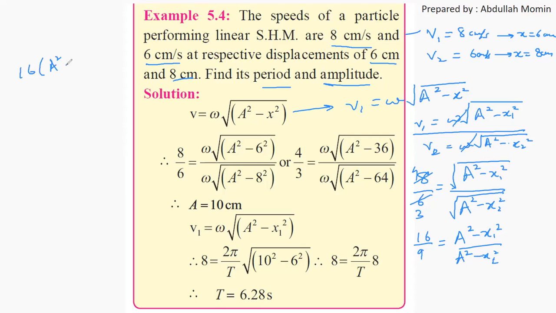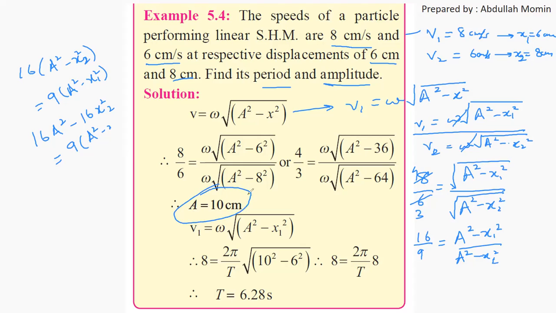16(a square minus x2 square) is equal to 9(a square minus x1 square). So 16 a square minus 16 x2 square is equal to 9 a square minus 9 x1 square. This is your x1, this is your x2. So we are going to put the values of x1 and x2, and when you solve it, you will get a equal to 10 centimeter. Now we will put a equal to 10 centimeter in the v1 equation, and when we solve that, we will get time period as 6.28 seconds.